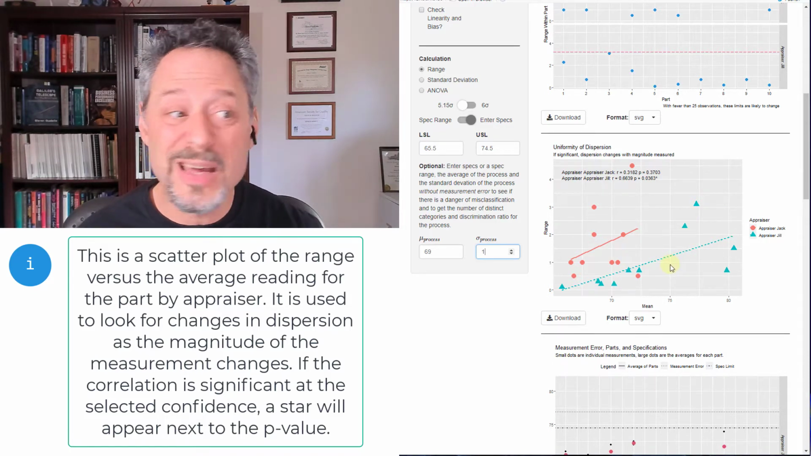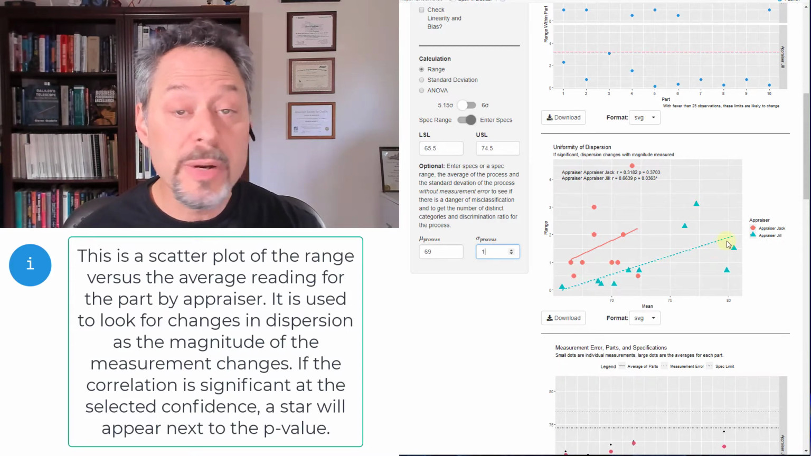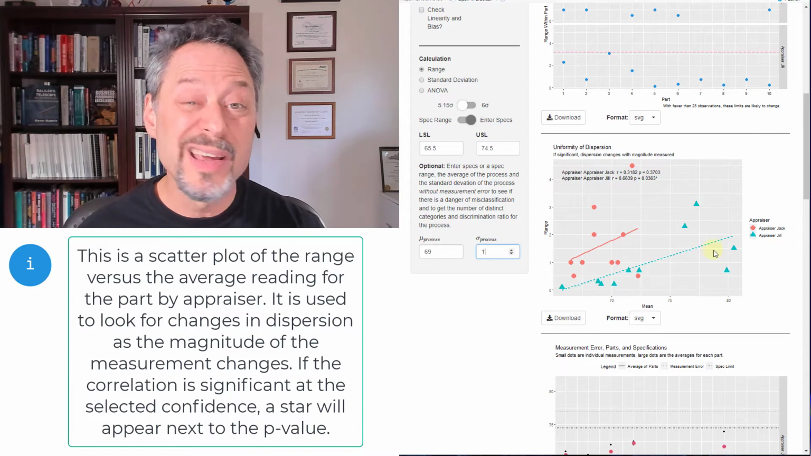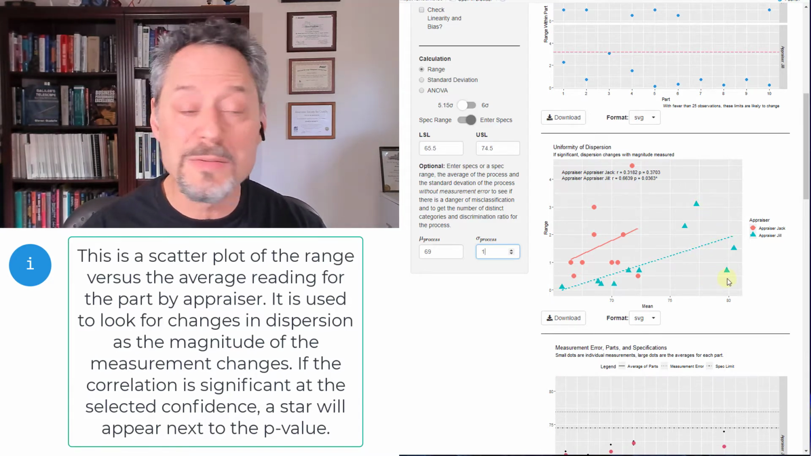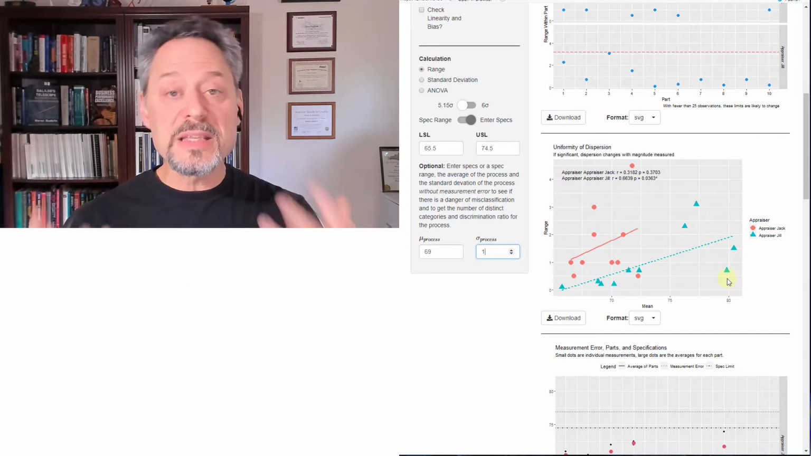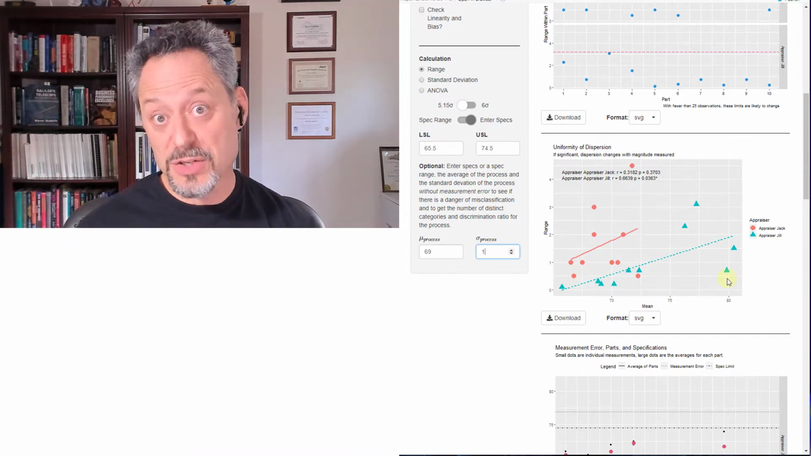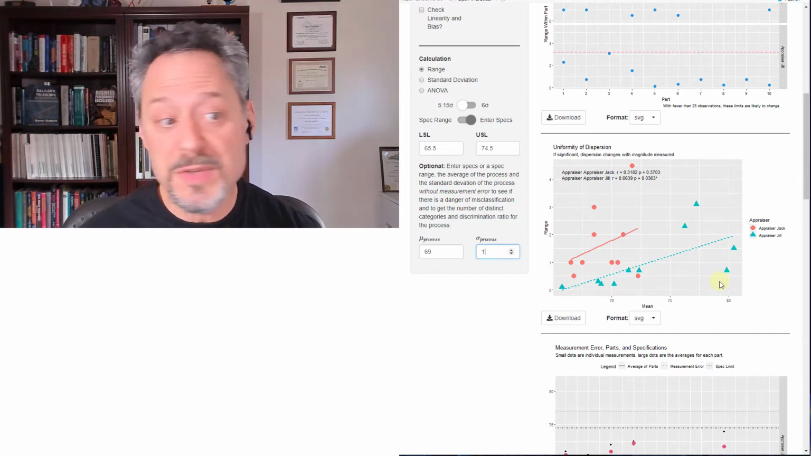But I already know that I've got a problem here with my uniformity of dispersion. My dispersion apparently does change based on magnitude. And further, looking at the graph, I can see that the numbers that Jill is getting are quite different than the number that Jack's getting. All right, so now if this were the real world, at this point I would stop and I would begin my investigation and try and figure out what's going on. But let me show you the rest of the charts because they'll give us more clues as to what's going on as well.